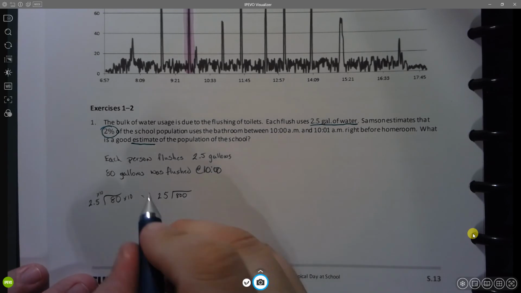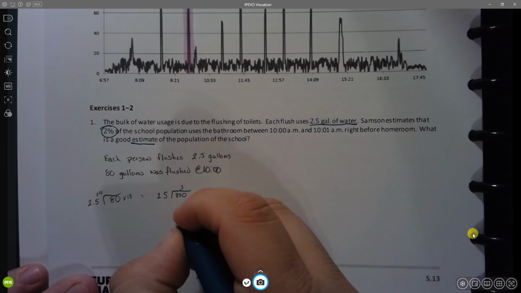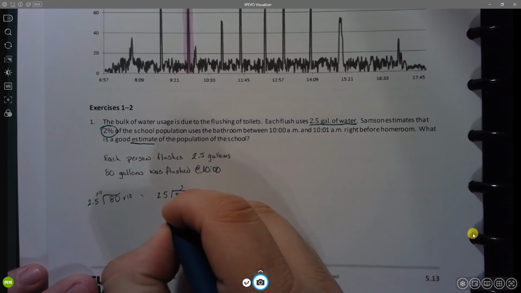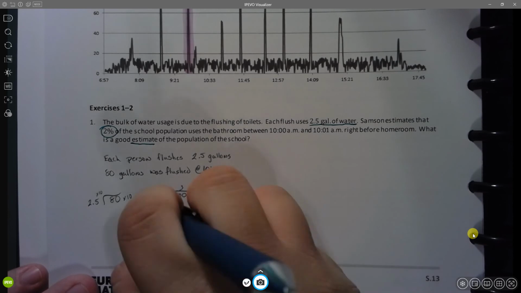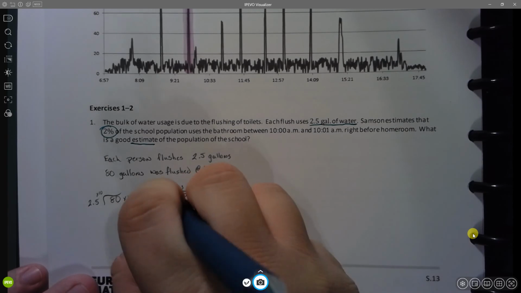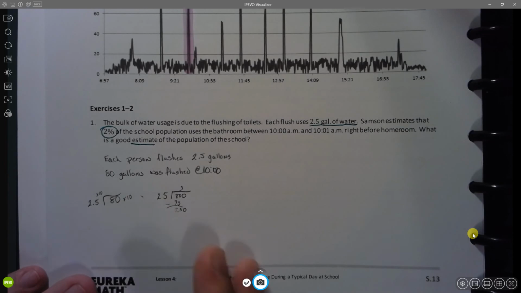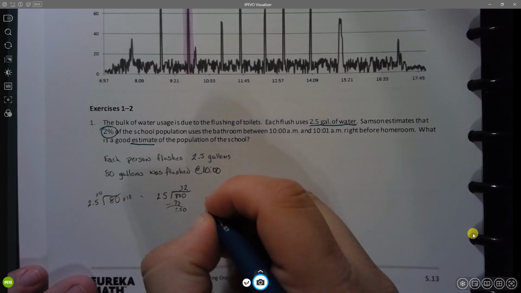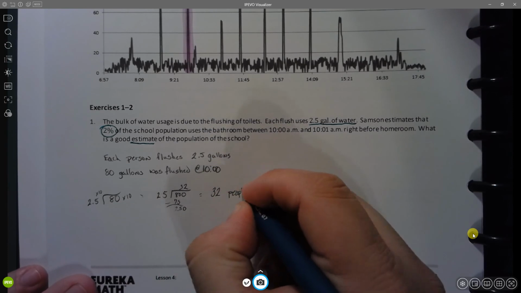So how many times can 25 go into 80? Well, let's see. 25 times 3 is 75. So I subtract, I get 5 and 0. Okay, so 25 can go into 50, and, ooh, wait a minute. I'm sorry, I put a 2. Why did I put a 2? I'm silly. So I get 50. So 25 can go into 50 2 times. So we know that there are approximately 32 people flushing at this time.